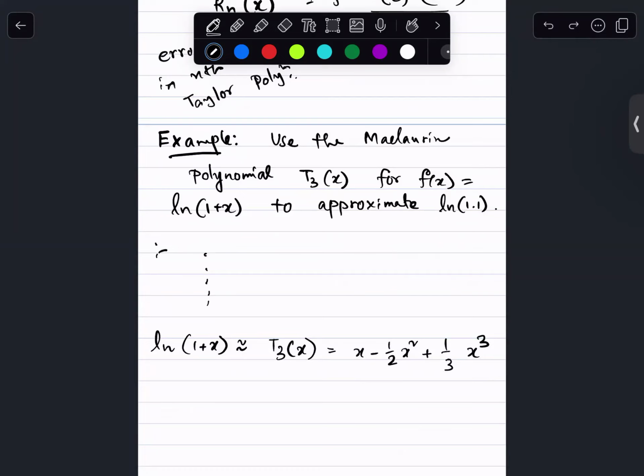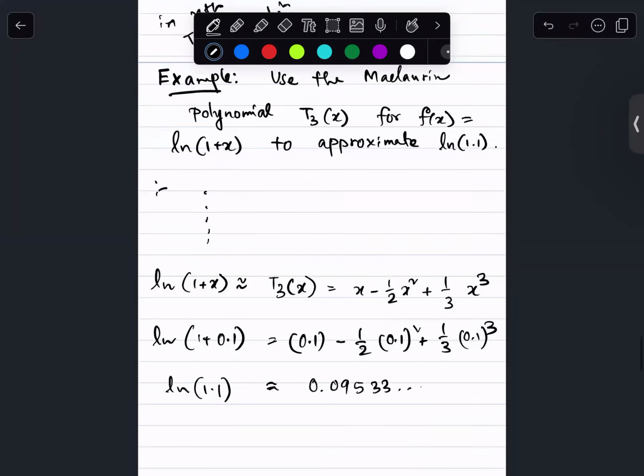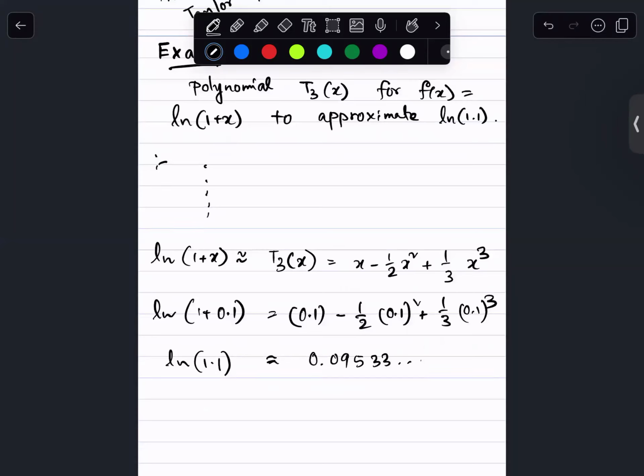Okay, and after that, you just put x to be 0.1, right? So 0.1 minus half of 0.1 squared plus 1/3 of 0.1 to the third. On the left hand side, you have ln 1.1. On the right hand side, if I use a calculator, I'll get 0.09533, and so on. Okay. So see, you don't even need a calculator to get the value of ln 1.1. So that is a very good example or application of Taylor's polynomial.